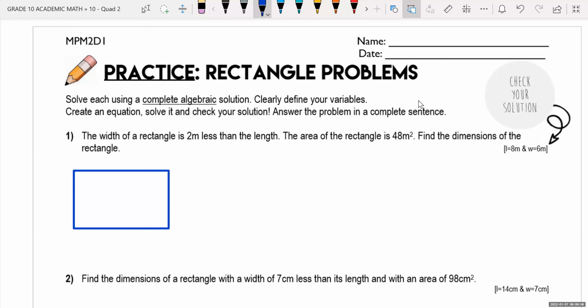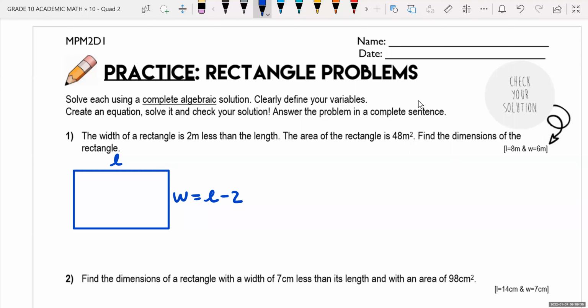All right, so the width of a rectangle is 2 meters less than the length. So we know that is our length and we know that is our width. And the width is 2 meters less than the length. So what am I going to write for the width? It's just going to be W is equal to the length minus 2 meters.